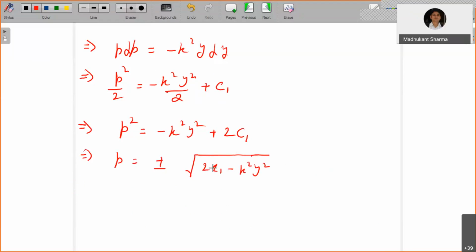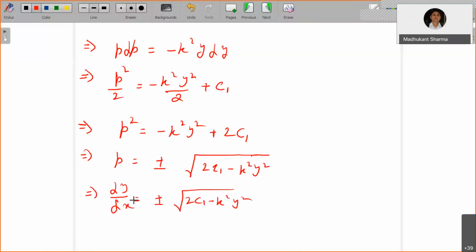So if you are interested only in the real solution, this certainly should happen. When you are fixing some arbitrary constant here, the argument in the square root should remain positive, greater than 0. Now p is plus minus, so this implies dy by dx is equal to plus minus square root of 2c1 minus k square y square.